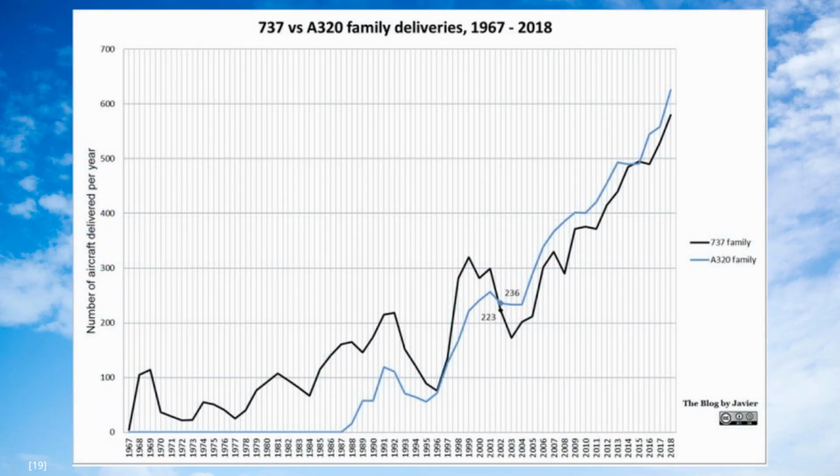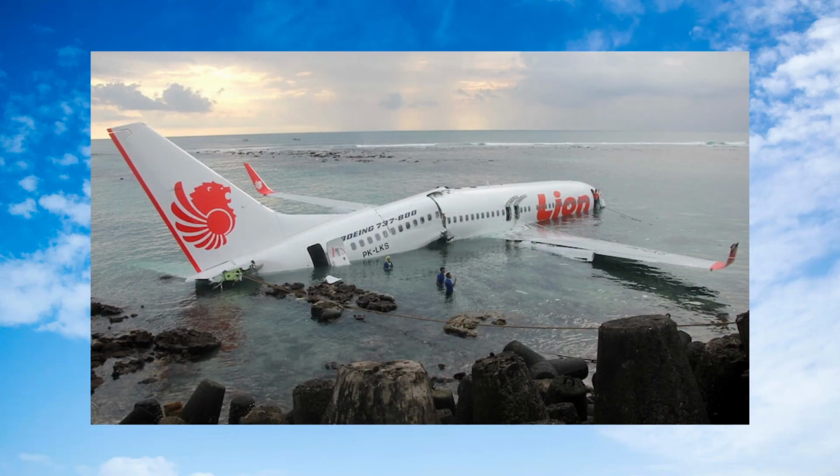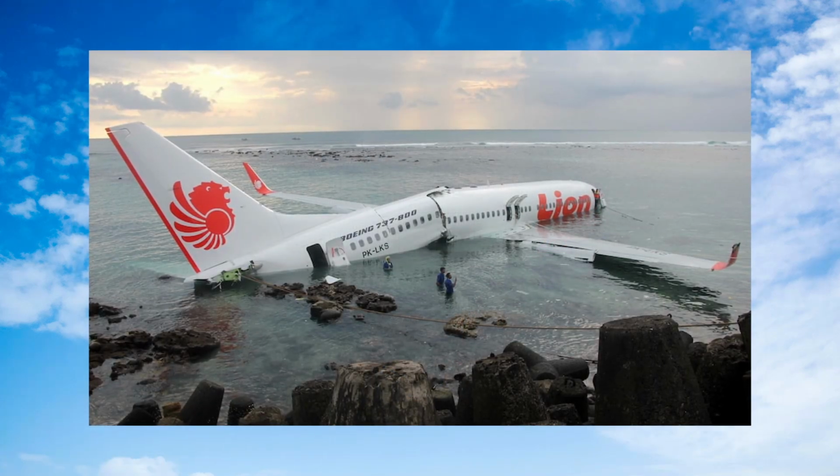Let's look at this graph. It visualizes the number of aircraft that were delivered each year. We have the 737 family of Boeing and the A320 family of Airbus. In the last few decades, the delivered aircraft spiked high for both aircraft families. That's also the time when the new 737 MAX series was introduced in 2017, and very soon also when the first 737 MAX plane crashed.